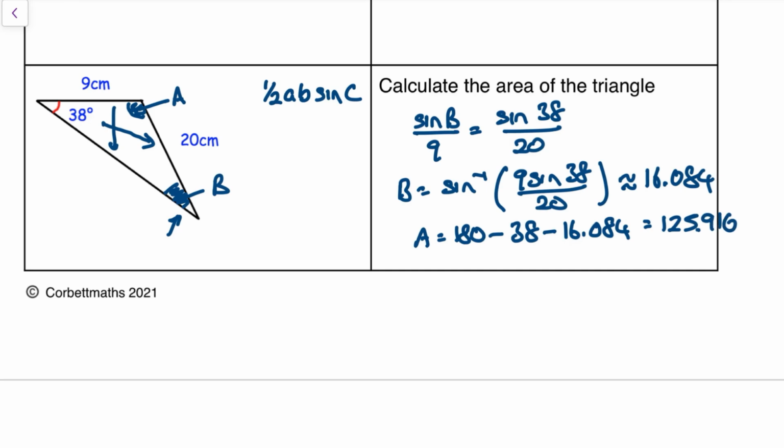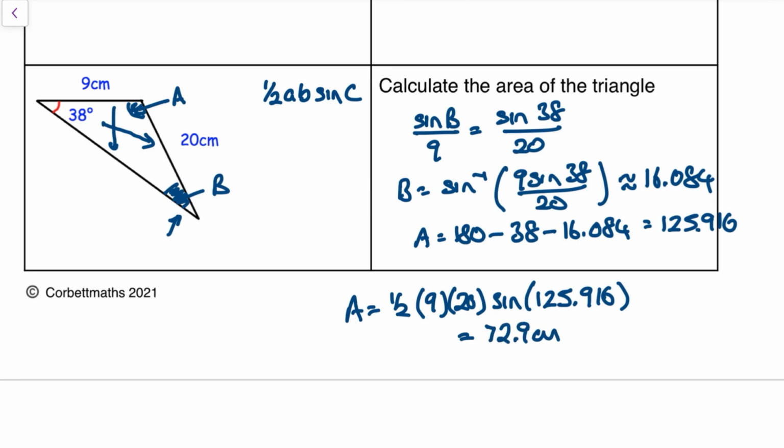So that is my angle A, which means the area is going to be half times the side, which is 9, times the other side, which is 20, times sine of the angle in between, which is 125.916. And that's going to give me, so 0.5 times 9 times 20 times sine of 125.916. Press equals, and I've got 72.889, and let's call that 72.9 centimeters. It is in centimeters, yes it is, centimeters squared.